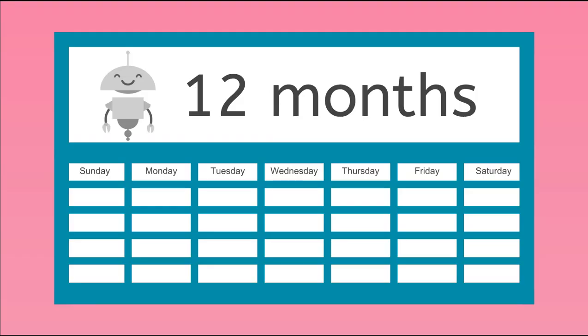There are 12 months in a year. This is a calendar page. On the top of each calendar page, you'll see the name of the month. Then each of the days in the month are listed. Let's start with the first one.